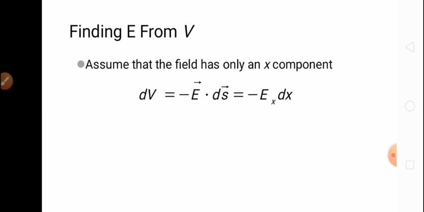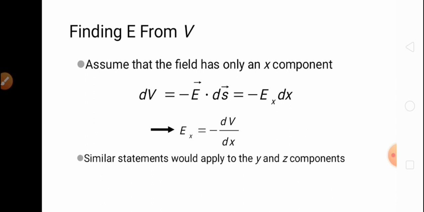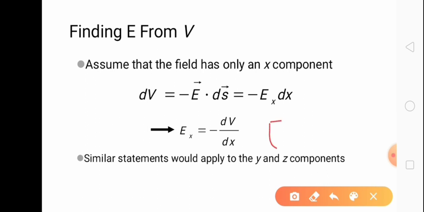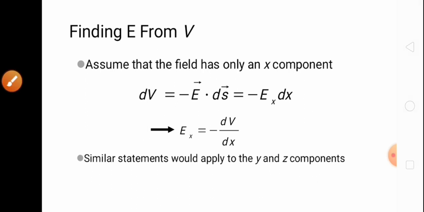Now, if we assume that the electric field is along the x-axis, then dV is equal to minus Ex dx, or Ex is minus dV by dx. Similarly, you can write the y component, it is minus dV by dy, and Ez is equal to minus dV by dz. In general, you can write E is equal to minus dV by dr. This dV by dr is called the potential gradient. It is the rate of change of potential with distance in a particular direction. So, electric field is the negative of the potential gradient. This is the relation between electric field and potential difference.